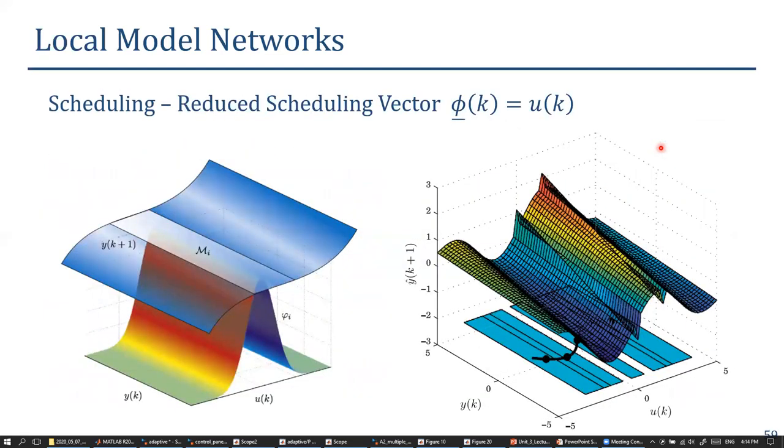Now, the scheduling vector, this is important, right? We will come back to that later as well. But I mean, it's hard really to explain, but this is the best example I can come up with, right? In order to show the difference between the selection of the scheduling vector.